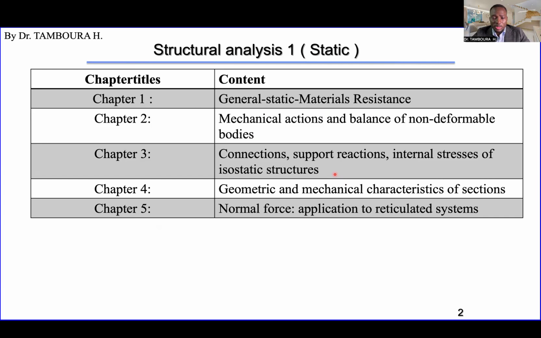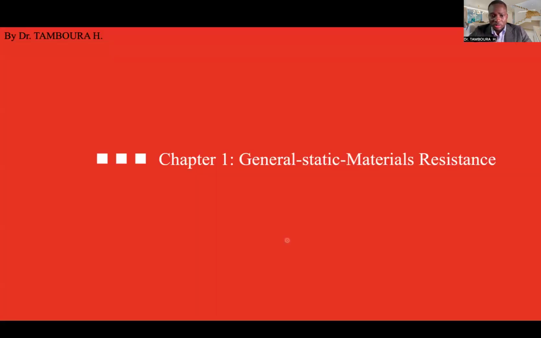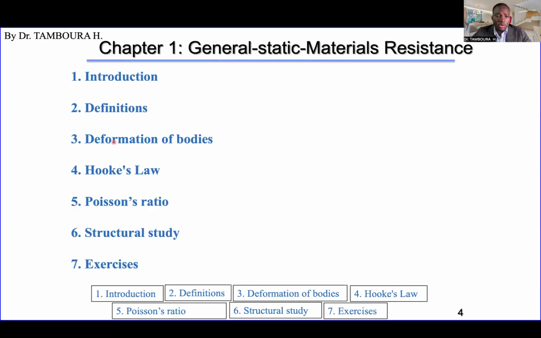And in this video, we will start with this chapter 1, of course. So chapter 1, which is general static material resistance. The content of the chapter 1 is here. So we will have 7 points: introduction, definition, deformation of structure, deformation of body, Hooke's law, Poisson ratio, and structural study. And we will do just few exercises.